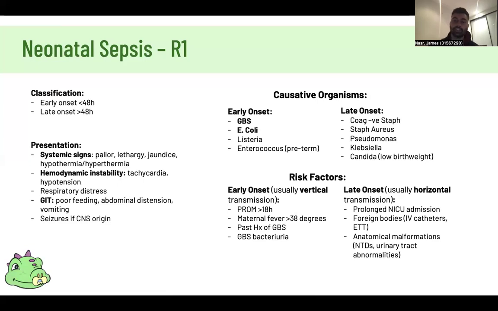Comparing that to late onset, which is usually horizontal transmission, there's a prolonged NICU admission. Obviously there's a lot of bugs going around NICU, so any prolonged admission puts you at a much higher risk of late onset sepsis. Like in adults, any foreign bodies, so IV catheters and ETTs, and then any anatomical malformations, in particular urinary tract abnormalities that put the baby at risk of UTIs.